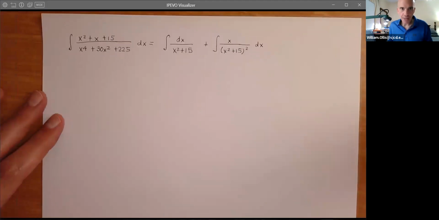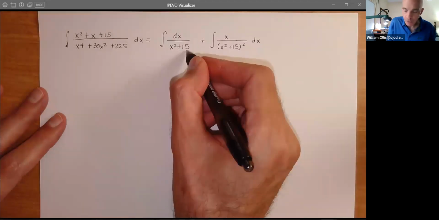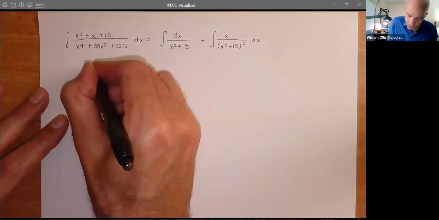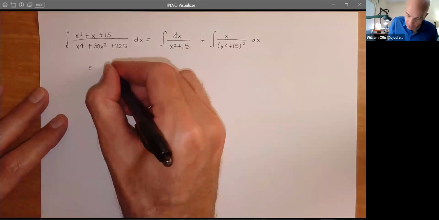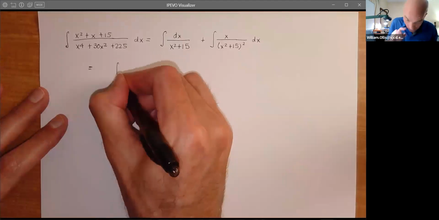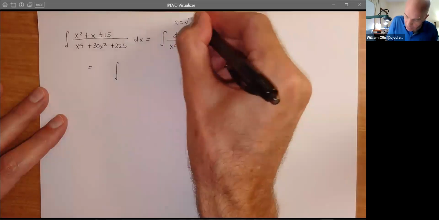So look here, this is inverse tangent. A is going to be the square root of 15. And here, let's go ahead and rewrite these. All right, A equals the square root of 15.